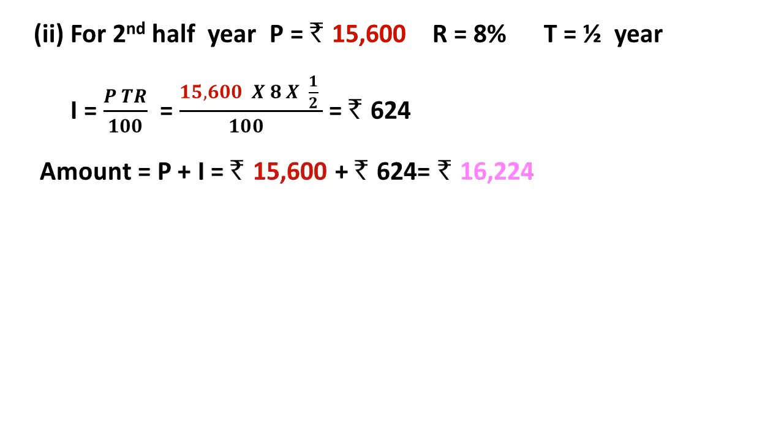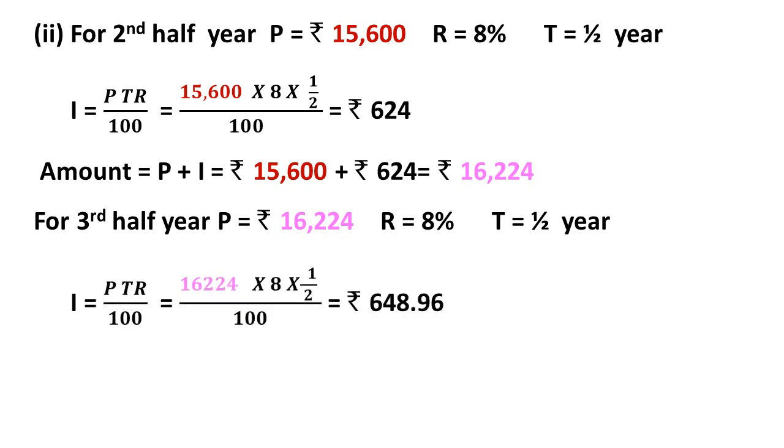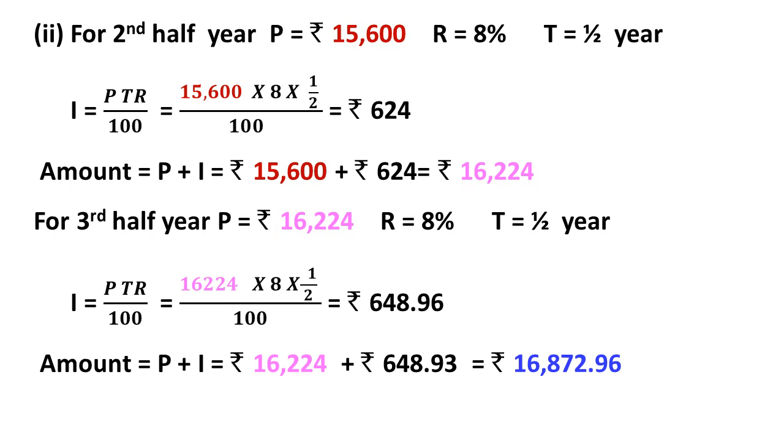This leads to rupees 16,224. Consider this amount as the principal for the third half year. Apply the same rate of interest for the next half year and calculate the amount due that Geeta has to pay at the end of 18 months.